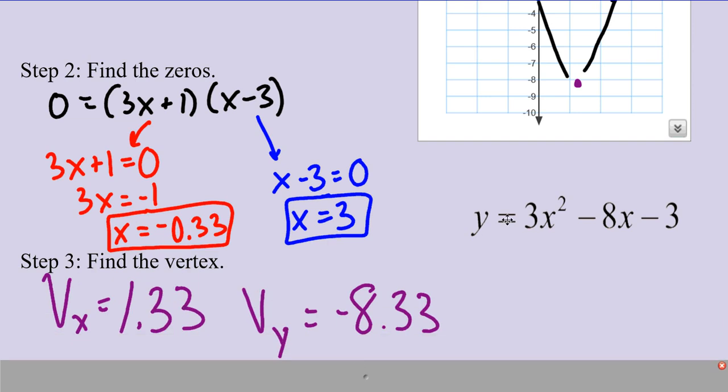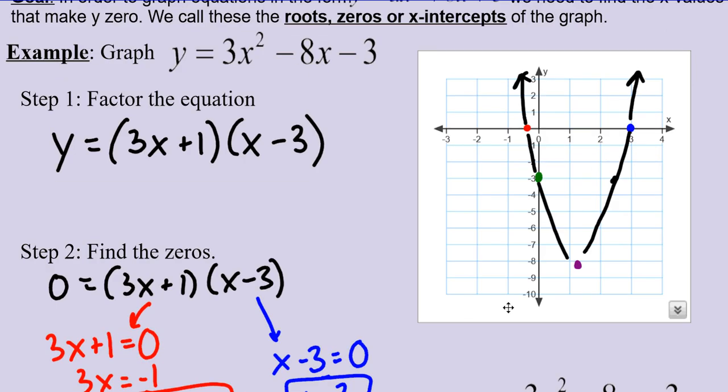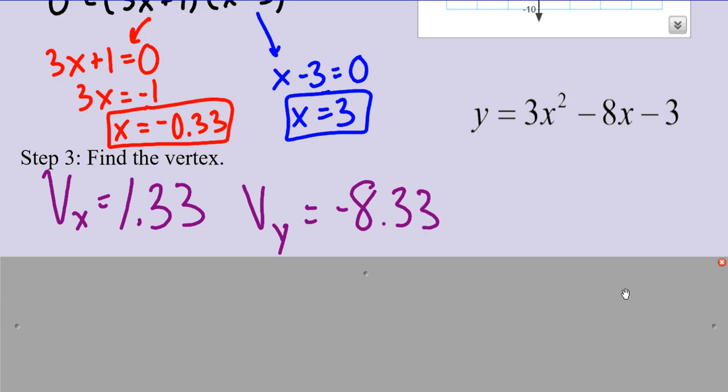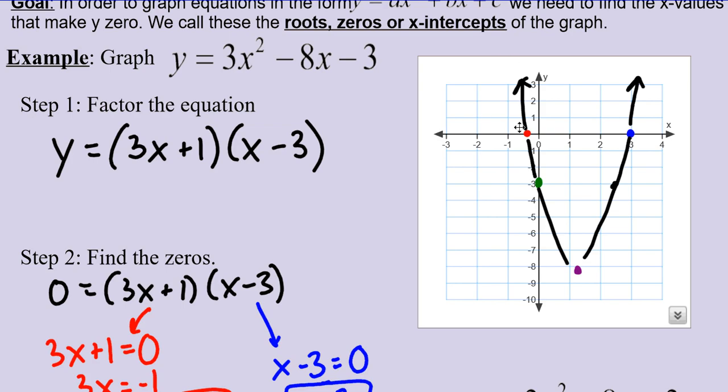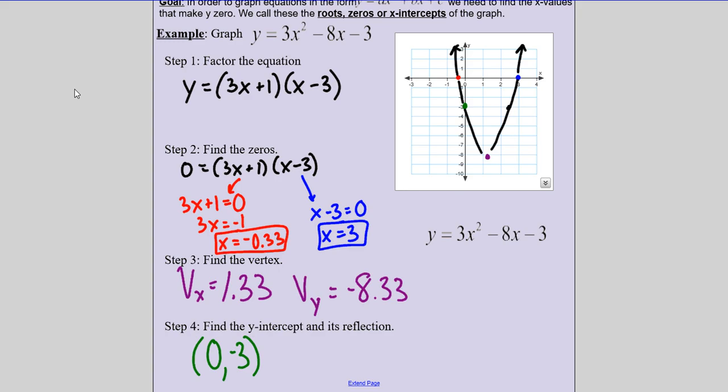If you put 1 1/3 in for x, or 1.33, you get negative 8.33 out. So your vertex is at right 1.33 and down negative 8.33. It's right there. Your y-intercept is negative 3 because that will be the y coordinate when x is 0. You sketch the left side, the right side's just a reflection, and you're all done.